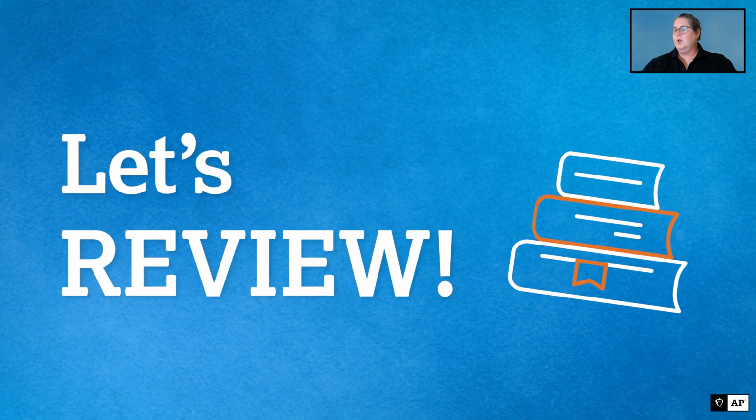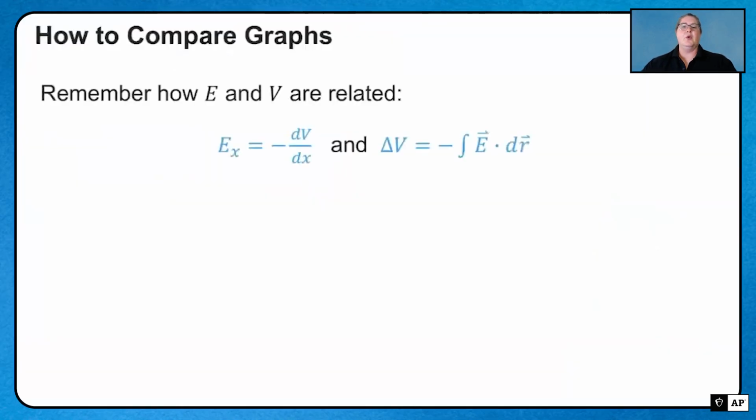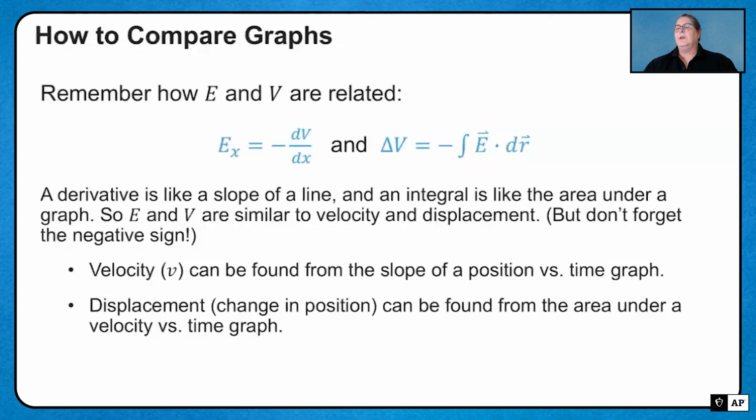So let's review how to compare graphs. Remember how the electric field and the electric potential are related: the electric field is the negative derivative with respect to position, and the electric potential is the negative integral of the electric field with respect to that position. And remember that a derivative is like the slope of a line. It's the slope of a funky line, right? It's going to be curved. It's not a line. An integral is like the area under a graph.